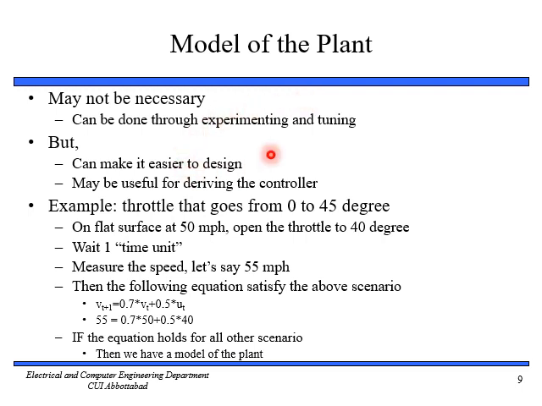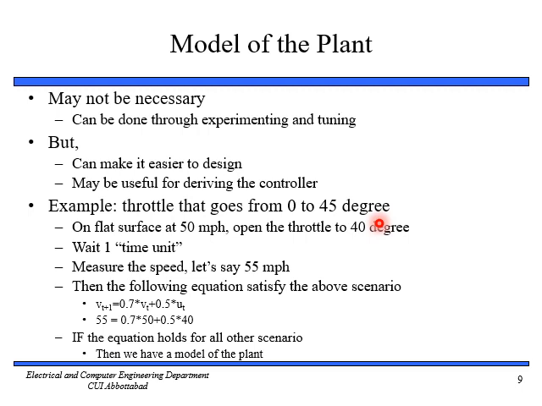So the example that we're going to consider here is a throttle that goes from 0 to 45 degrees. Throttle is basically the input signal. We control the velocity, the speed of the car, by changing the throttle, that is your pedal. It can go from 0 to 45. On a flat surface, at 50 miles per hour, we have to open the throttle to 40 degrees, which is well within our limit.